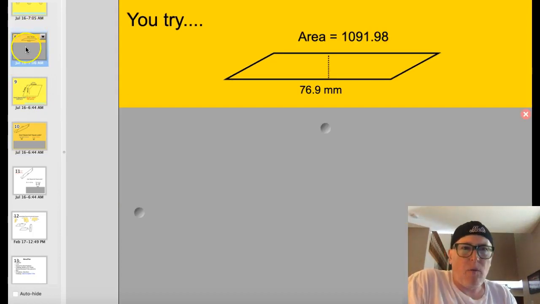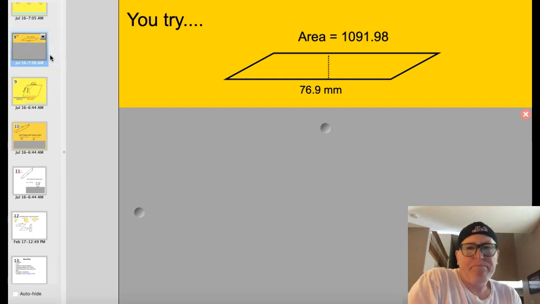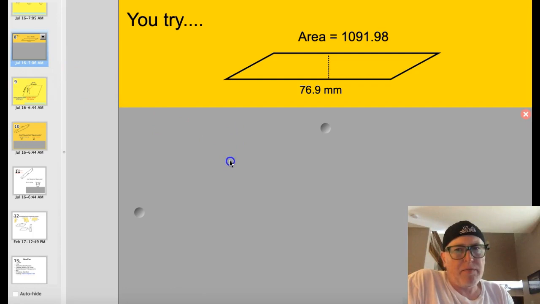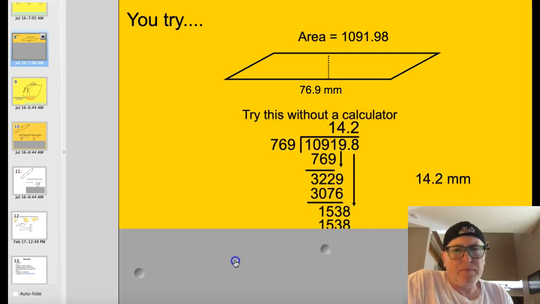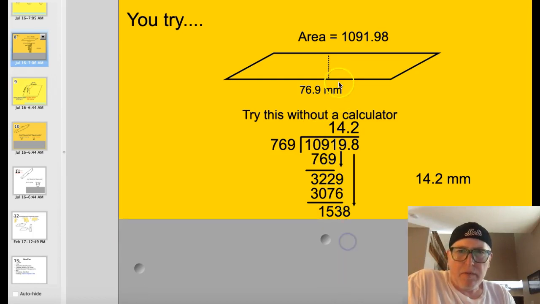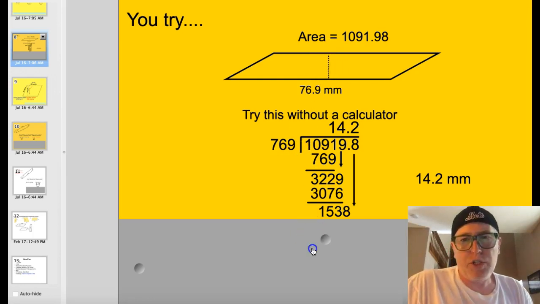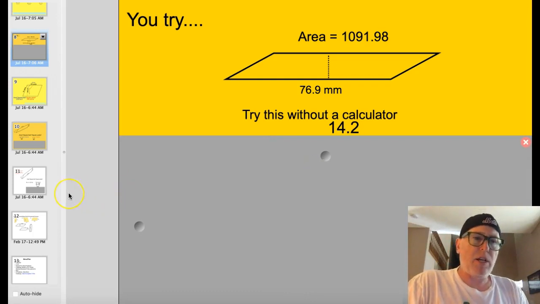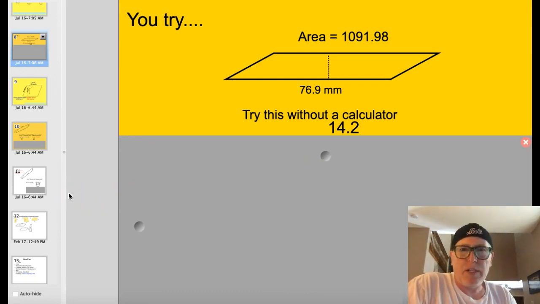We got one more you-try problem right here. Go ahead and see if you can solve that one. All right. Well, they're big numbers, but you've got a calculator. You just divide it out. If you want to be really brave, you can try it without a calculator. But you should get 14.2. I'm brave. I did it. 1,091.98 divided by 76.9 will give you the height. So 14.2 is your answer. And that's it. Nice, straightforward, easy target.